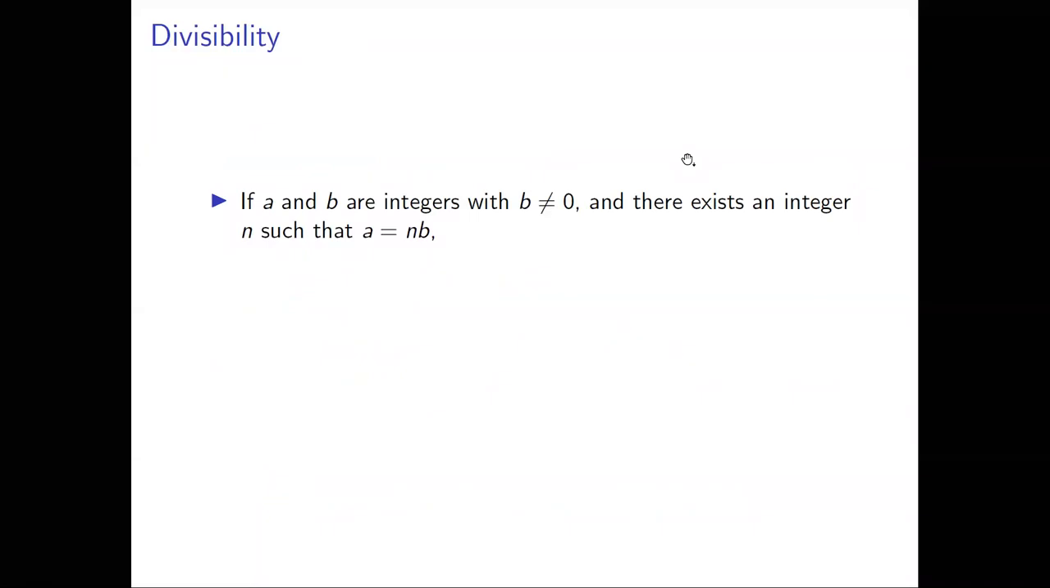So in order to define modulus and properties of modular arithmetic, we're going to first define divisibility and what it means to be a divisor. So we'll suppose that A and B are integers with B not equal to zero. And we'll also suppose that there exists an integer n such that A equals n times B. If we have this property that A equals n times B for some integer n, then we say that B divides A.